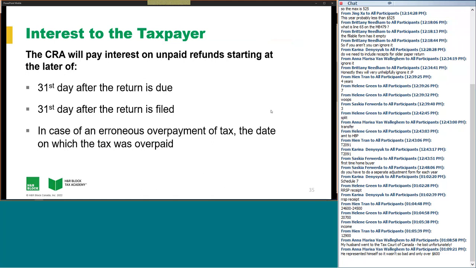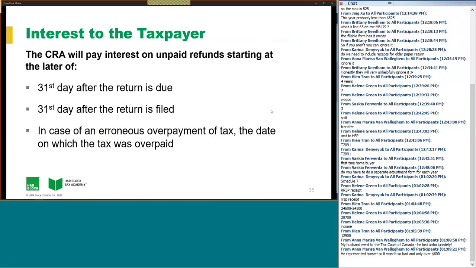If the CRA owes you a refund because you filed and they didn't give you money you were supposed to have, they will pay interest on refunds starting the 31st day after the return is due or the 31st day after the return is filed. Okay. If there's an erroneous overpayment of tax, it's from the date the tax was overpaid.